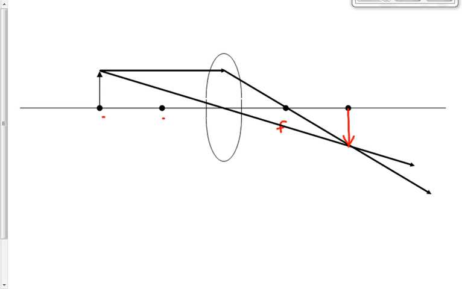Characteristics. Number one, larger, smaller, same size. Use my fingers here. Looks to be pretty close to the same size, right? Upright or inverted? Inverted. Real or virtual? It's real. It can be projected onto a screen. We know that because it's solid lines that intersect.